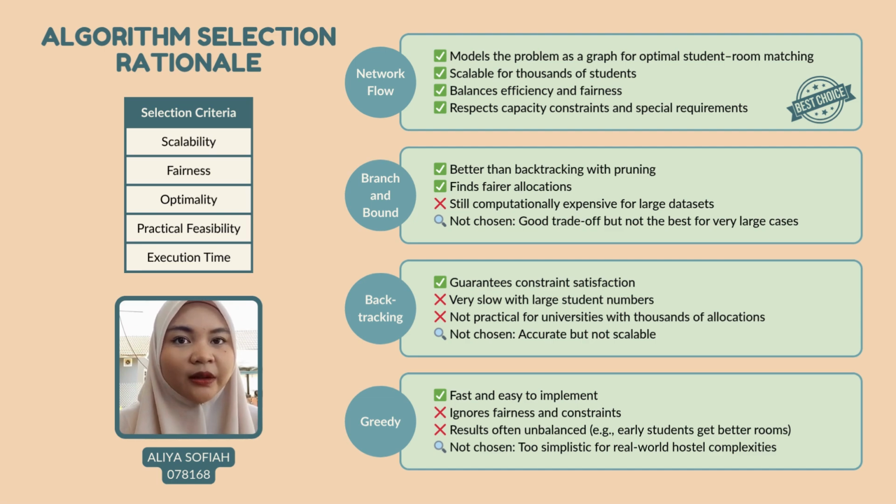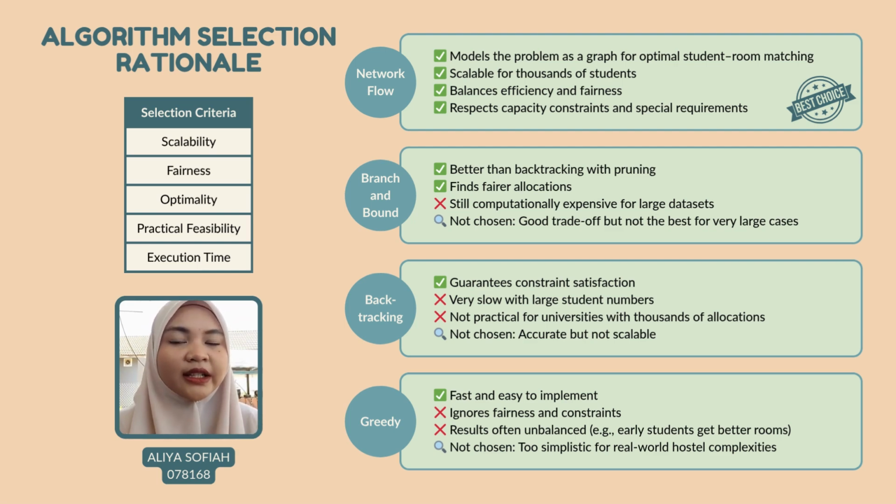Next, we have backtracking, which works the same as branch and bound, but the difference is that we do not prune the bad options early. We consider all the combinations, which guarantees constraint satisfaction.